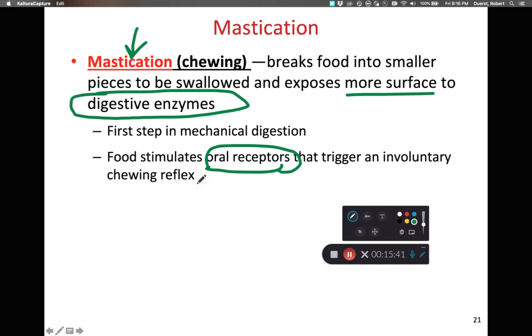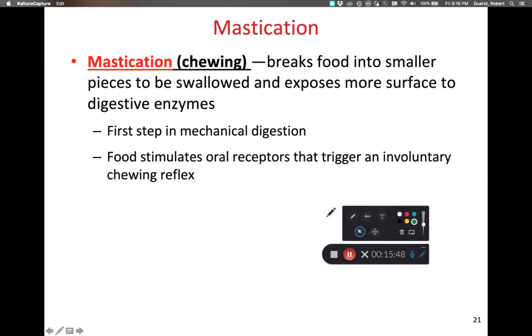One of the things that a lot of people struggle with, especially young children, is they have a very strong chewing reflex when they have food in their mouth.